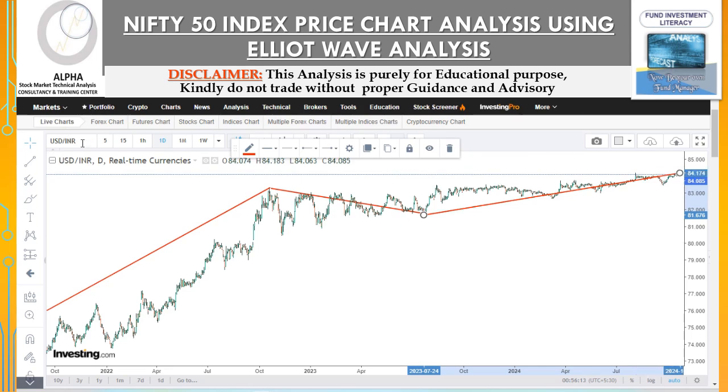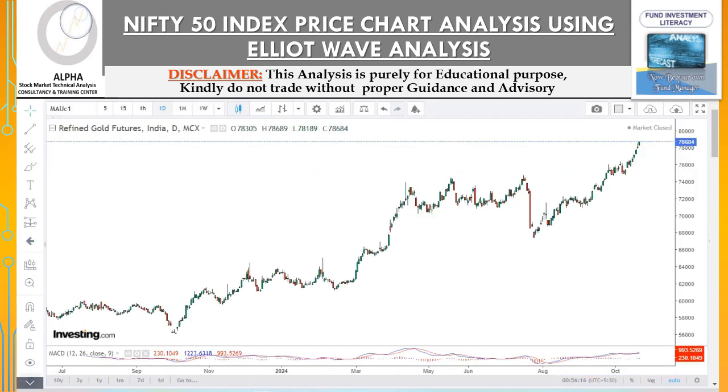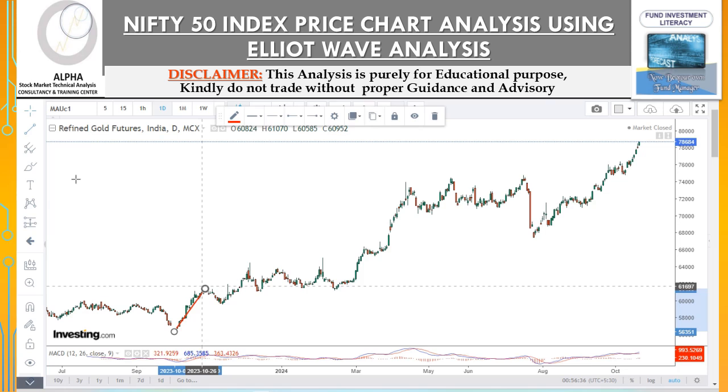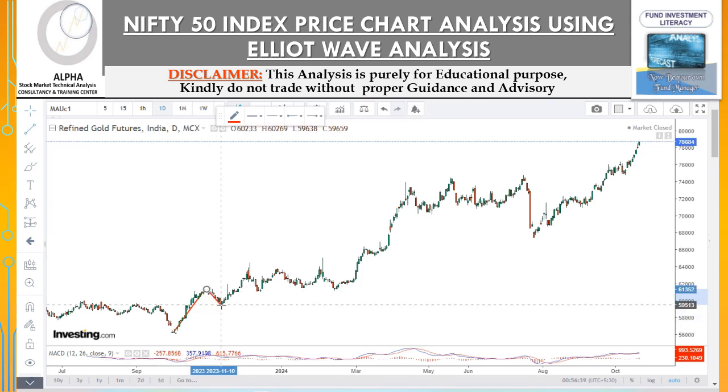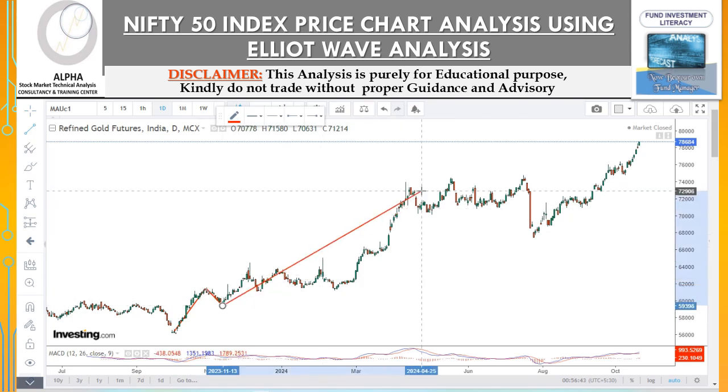So this is USD against INR, and let's quickly discuss gold. This is refined gold futures for MCX India. MCX stands for Multi Commodity Exchange. So here we'll be discussing what's going on with the refined gold futures. So I'm in the daily time span and I do see some wave count. I'm just going to quickly do it. That looks like my first wave, a very short one. So that looks like my third wave.